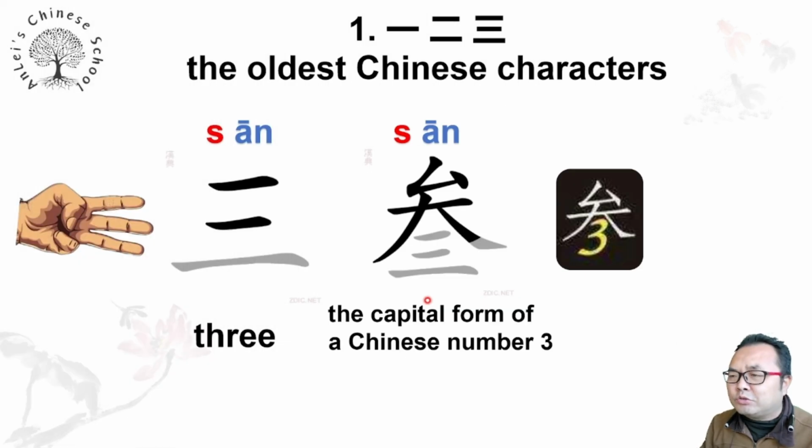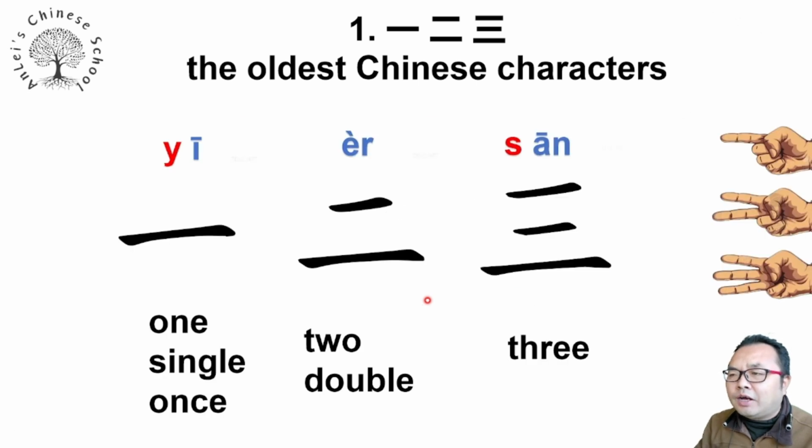And this is how to write 三, 3. Okay, 1, 2, 3. That is the oldest Chinese character and also the easiest.